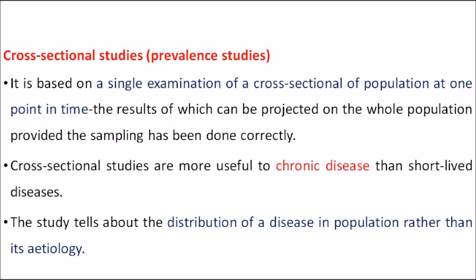It tells about the distribution of a disease in the population rather than its etiology. As I told earlier, in descriptive studies we are not analyzing the reasons or the factors causing the disease. We are just finding out the distribution of a disease in a population with respect to our study variables. So, cross-sectional or prevalence studies are used for chronic cases. They give you the burden, and the study is done using a single examination at that particular point in time. That is very important.